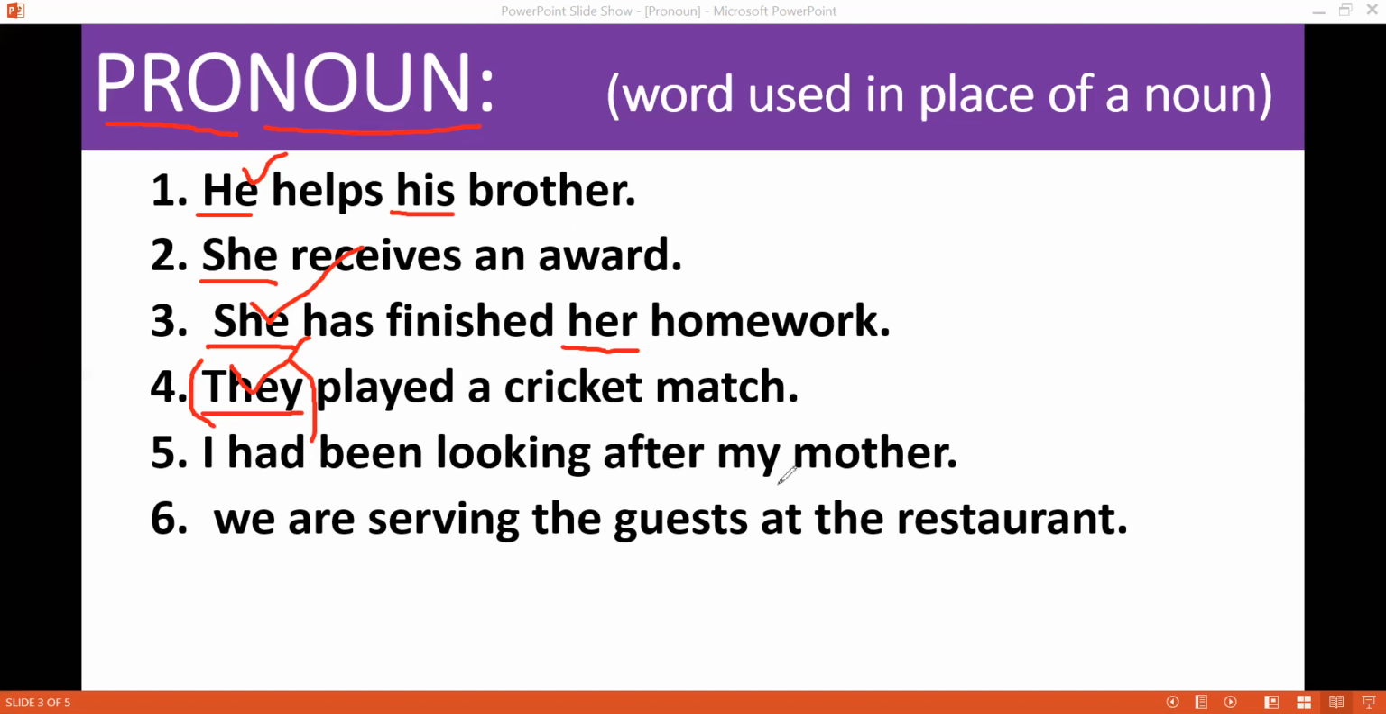I had been looking after my mother. So I has been used instead of a name. We are serving the guests at the restaurant. We, a plural first person pronoun, has been used here for two or more persons whose names have not been given here, but in place of these names, this single word has been used. So one thing becomes clear to us that the words which replace the names in a sentence are called pronouns.